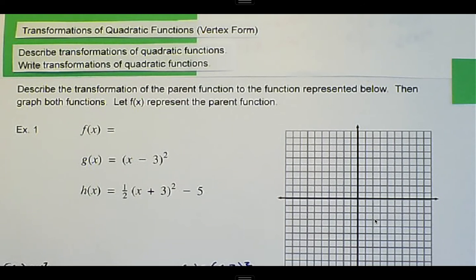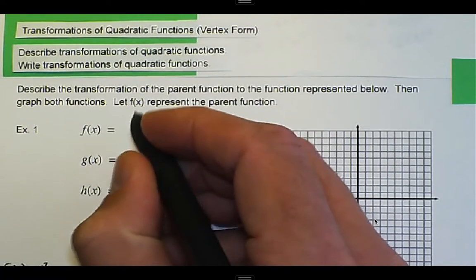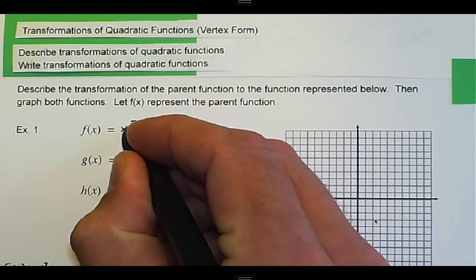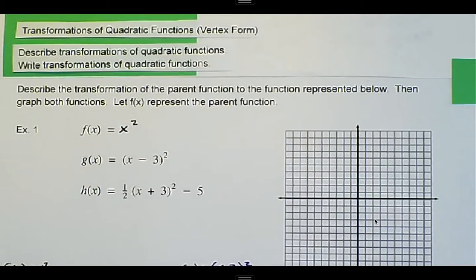We're talking about transformations of quadratic functions in vertex form, and we want to describe and write transformations of quadratic functions. So here we have an example in front of us. Describe the transformation of the parent function to the functions represented below. Then graph both functions. Let f of x represent the parent function. So here we have f of x, and the parent function we represent by the equation x squared. So f of x equals x squared.